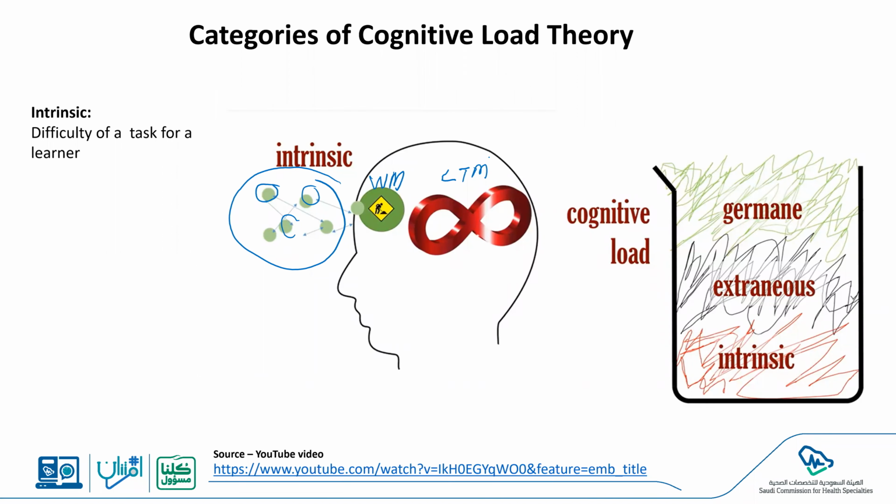So the easier the information is and the more favorably it's delivered, the more it's going to be stored properly in the long-term memory. So the intrinsic deals with the level and complexity of the information. That's the intrinsic idea. If something is very complicated or difficult, or the level is difficult, you will have a cognitive overload due to the intrinsic part of the information.